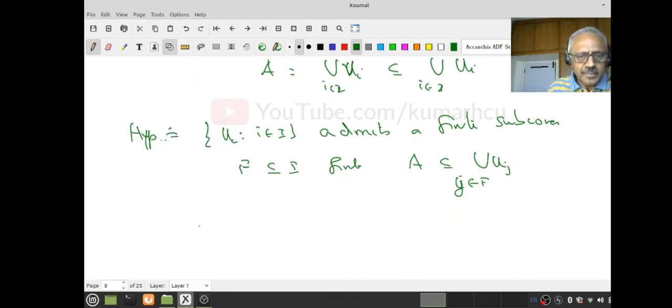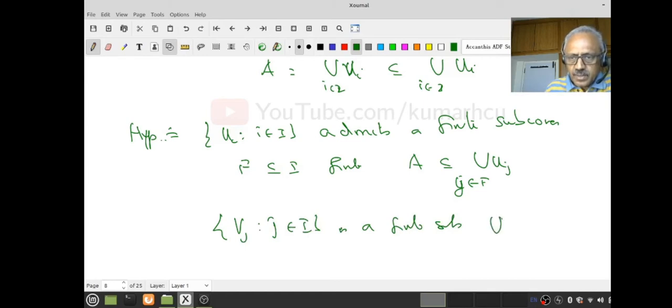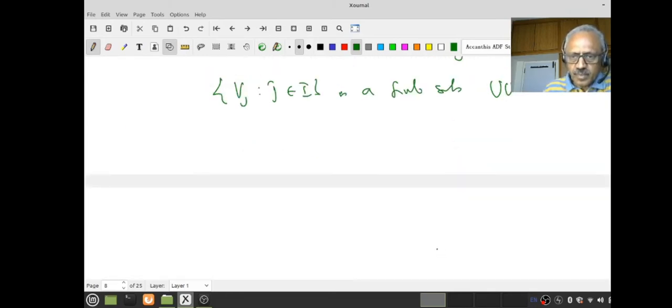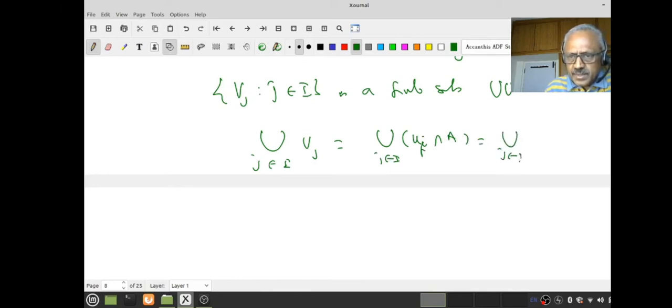So what do you think I should claim? Obviously, let's look at V_j, j in F. This is a finite subcover, because the union over j in F of V_j equals the union of U_j intersection A. It is exactly the same proof. This is the union over j in F of U_j intersect with A, but A is a subset of the union, therefore it's equal to A, etc. Exactly the same proof. So pause, review, proceed.